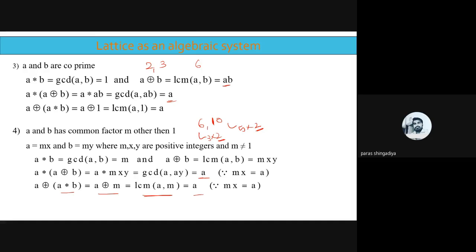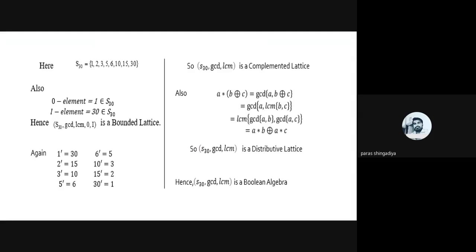Clear? So it is a proof of lattice here. S30 with GCD and LCM is called a lattice. Clear? And now the first condition is complete. It is a lattice. And now we'll check whether it is a distributive lattice or not. This case is important for us because based on that, we'll say it is a Boolean algebra or not.